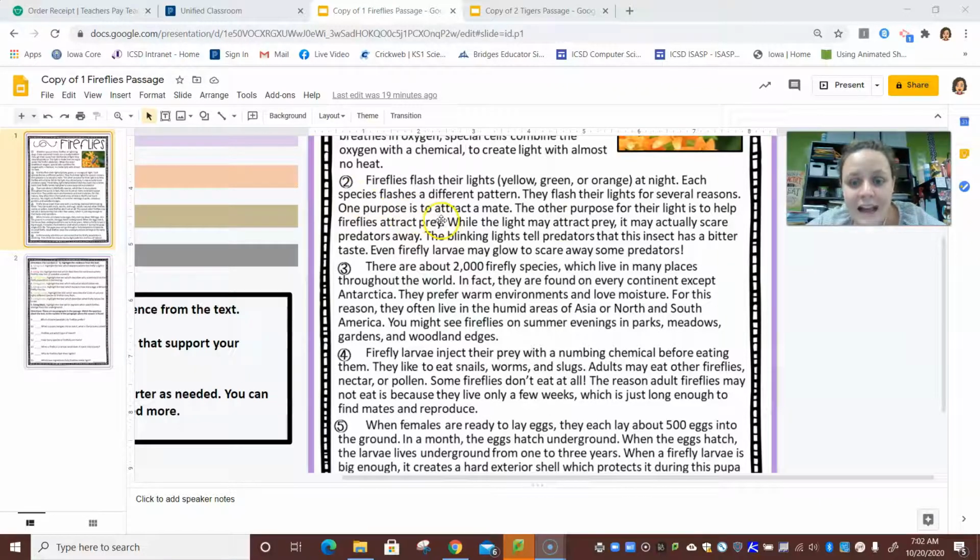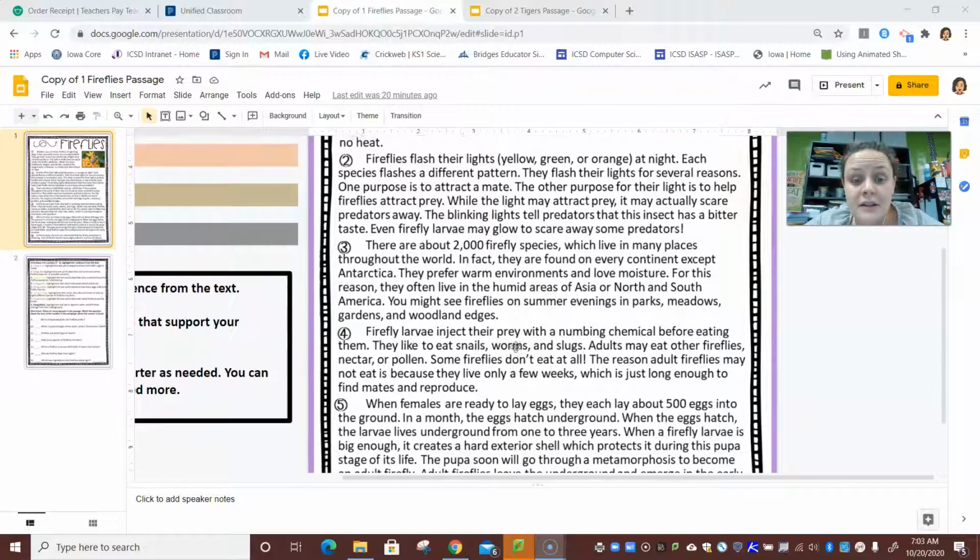Ooh la la. The other purpose for their light is to help fireflies attract prey. While the light may attract prey, it may actually scare predators away. The blinking lights tell predators that this insect has a bitter taste. Even firefly larvae may glow to scare away some predators.